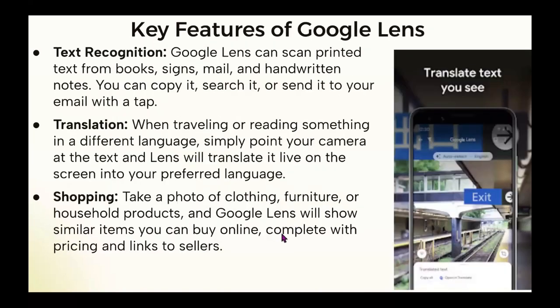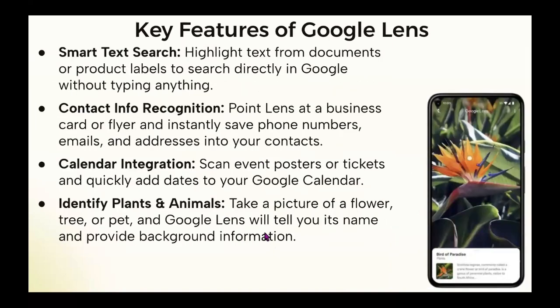This is also pretty useful when you're shopping. So you could take a photo of clothing, furniture, or household products, and Google Lens will show similar items that you can buy online, also complete with pricing and links to various sellers. There's also the smart text search feature where you can highlight text from documents or product labels to search directly in Google without typing anything.